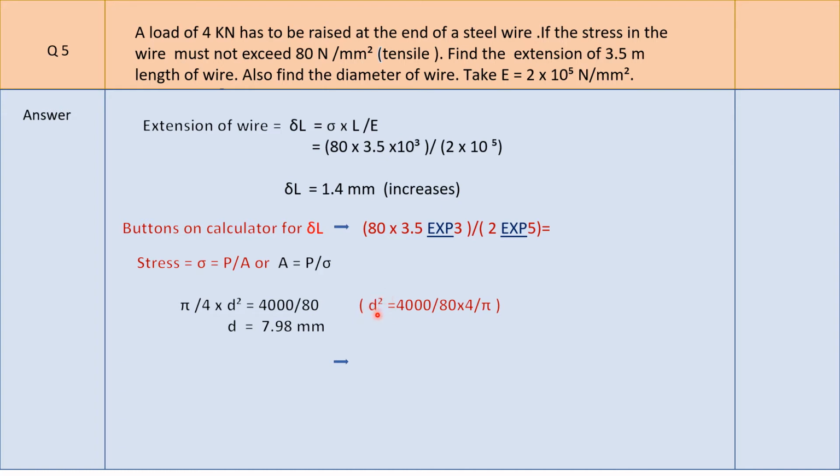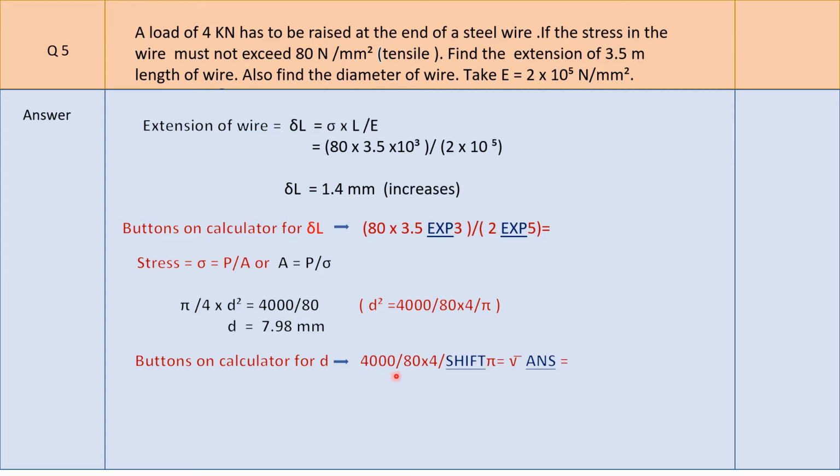On your calculator, whatever answer you are getting is d square, but we want d, so press under root answer is equal to, you will get this value, d is equal to 7.98 mm. Here I am giving the buttons on the calculator for d. If you haven't got the answer, press it again.